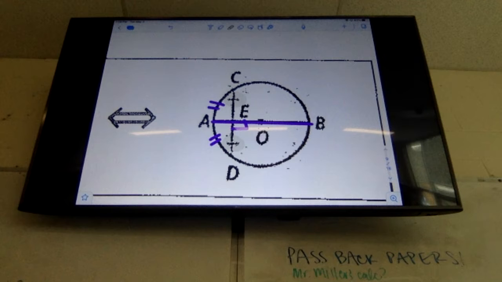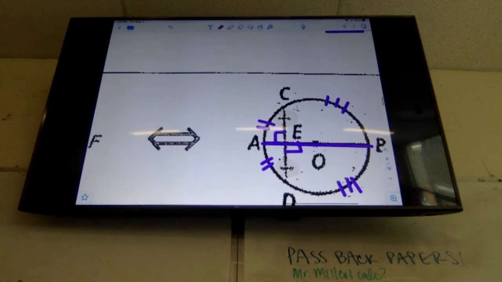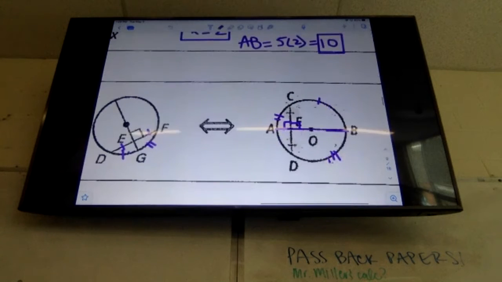Do we know, or could we figure out, if CB and DB are congruent? Yeah, I think we can know that because these two are the same, so these two must be the same too. That's a good question. Is it all 90 degrees, right? Yep, all those are 90 degrees. Good question.